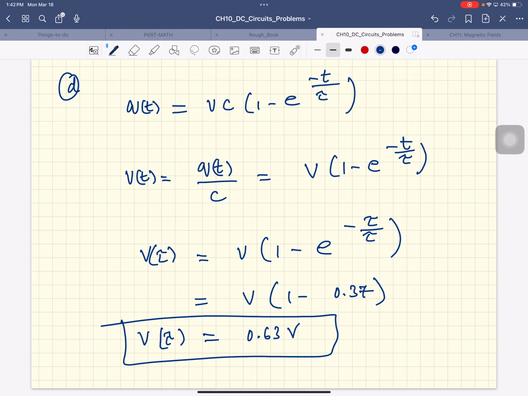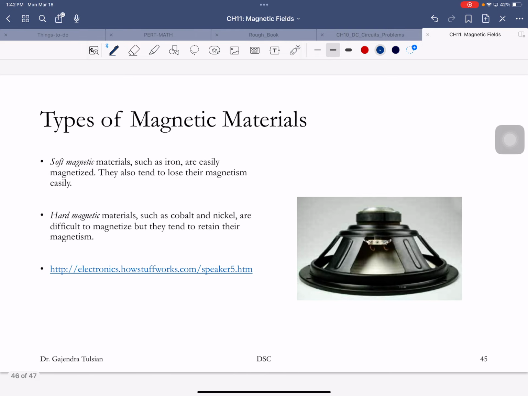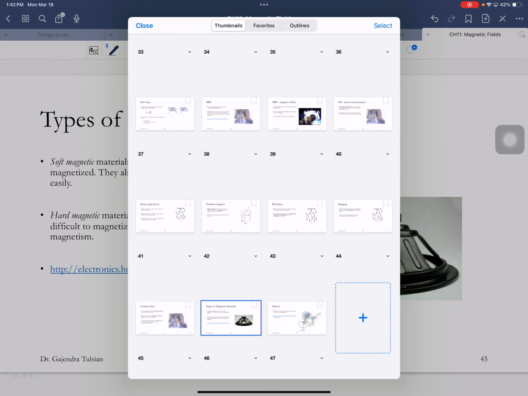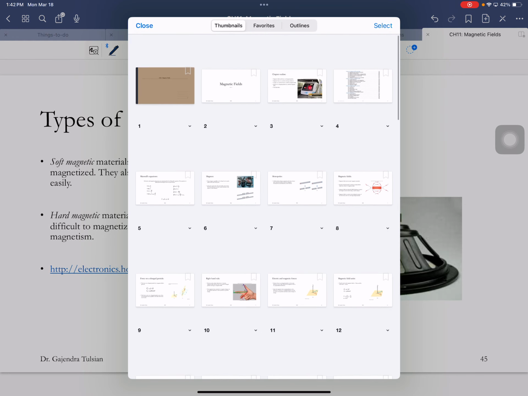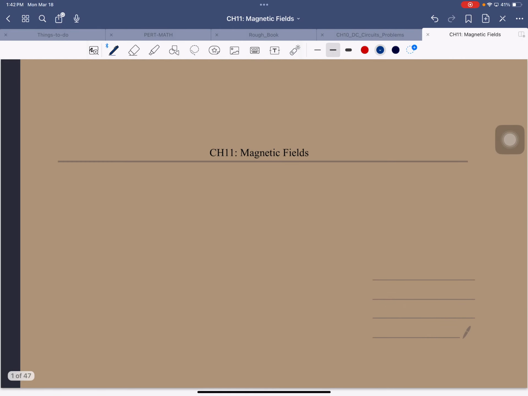All right, so okay, we are finally starting magnetic fields. So we'll study magnetic fields.